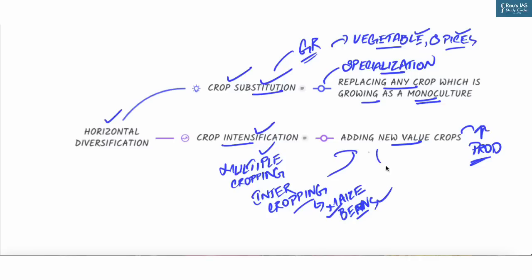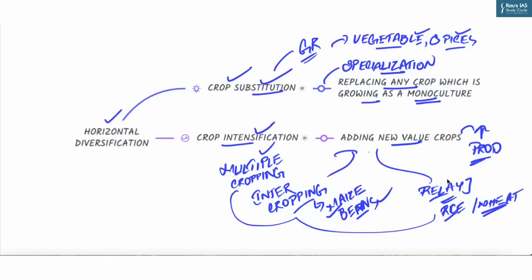Another intensive system is relay cropping. Relay cropping is when a second crop is planted before the first crop is harvested. An example of this is that farmers may plant rice in a field that has already been sown with wheat. So in intercropping, crops are grown simultaneously, but in relay, the second crop is planted before the first is harvested. So these are the examples of intensive systems.